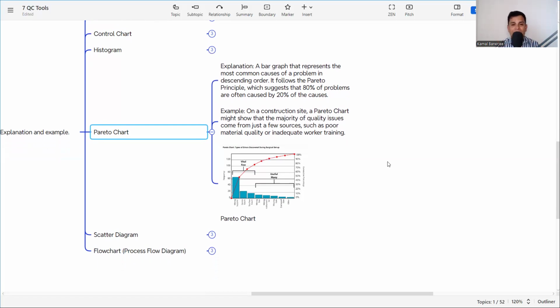Now I am giving an example. Suppose we are getting cracks in the concrete. Now what is happening? We need to check one by one what the causes are. So problem one is the crack.